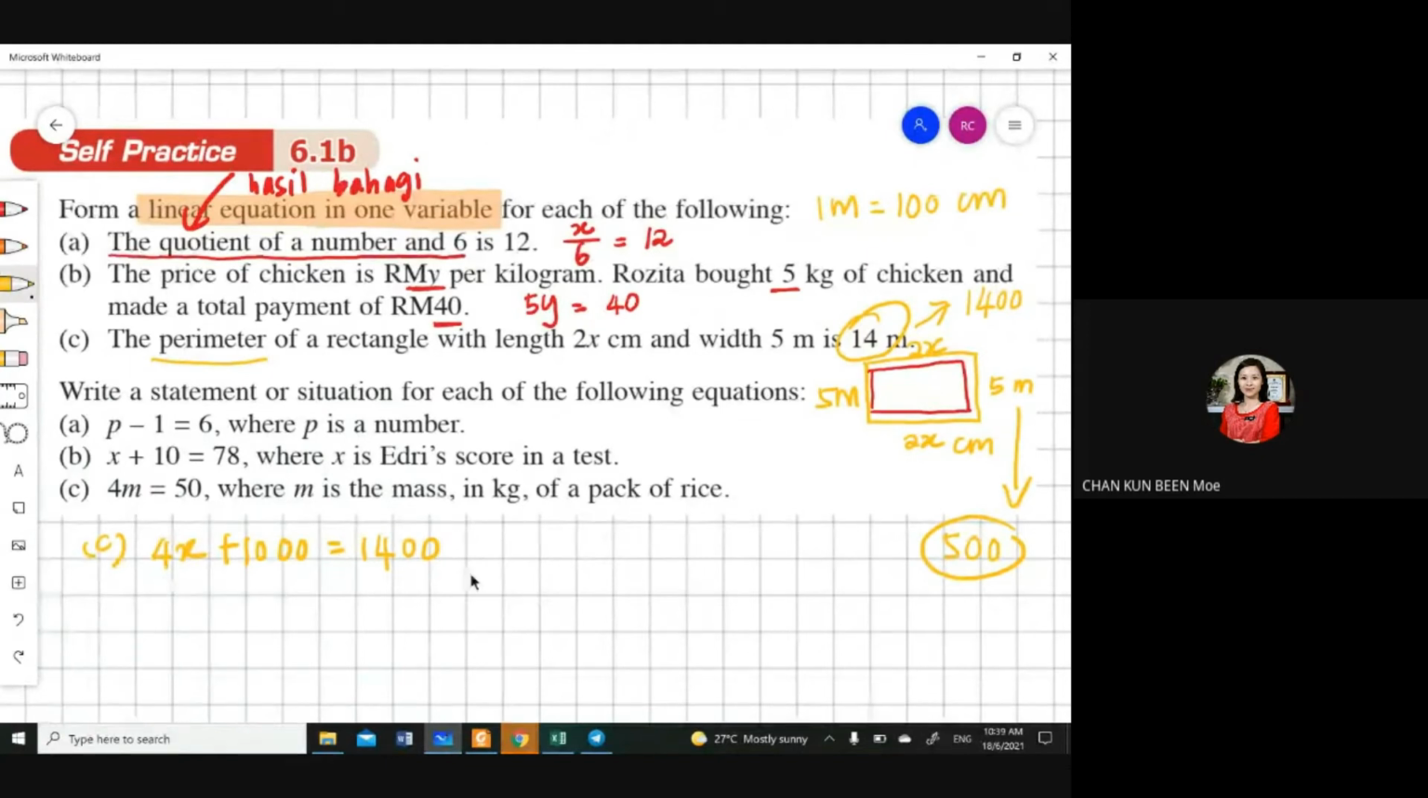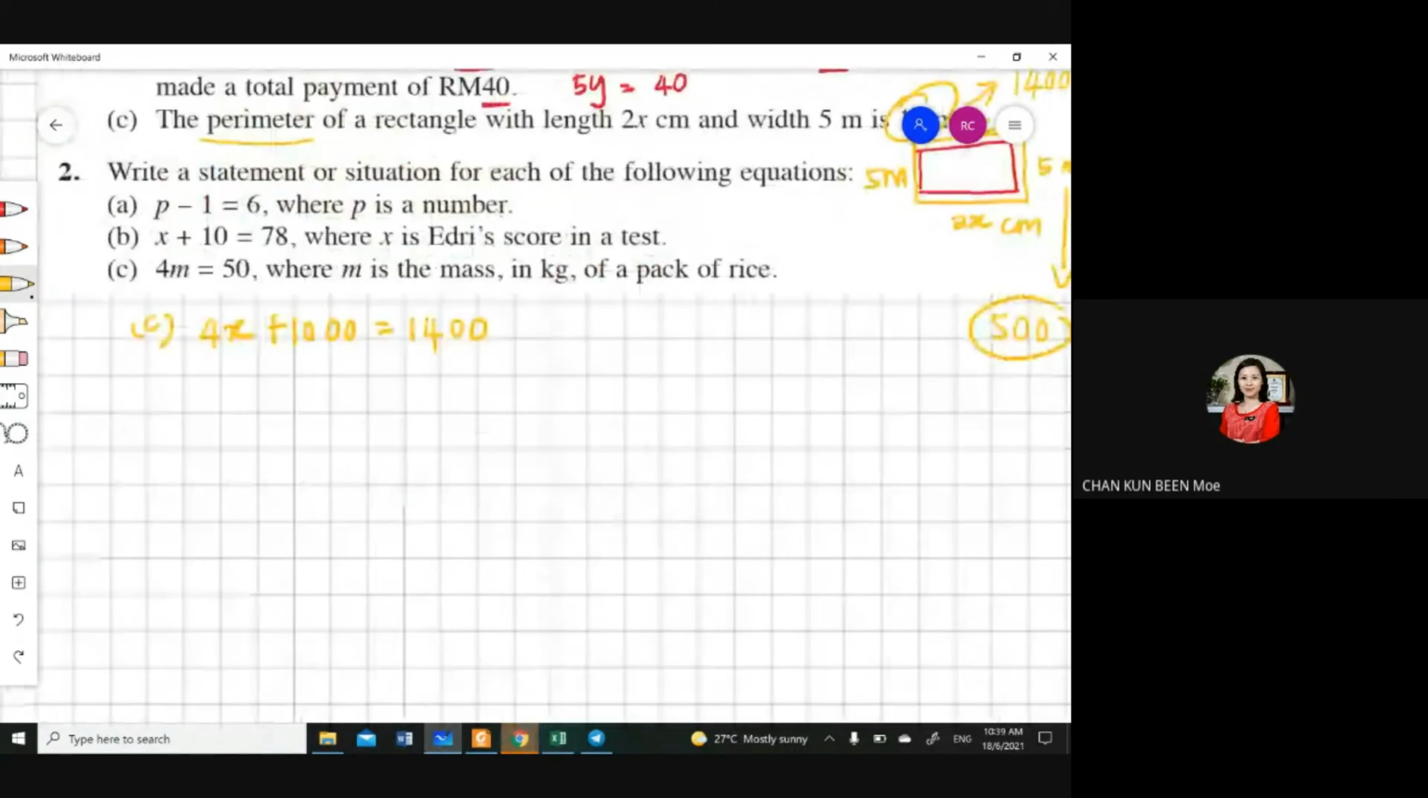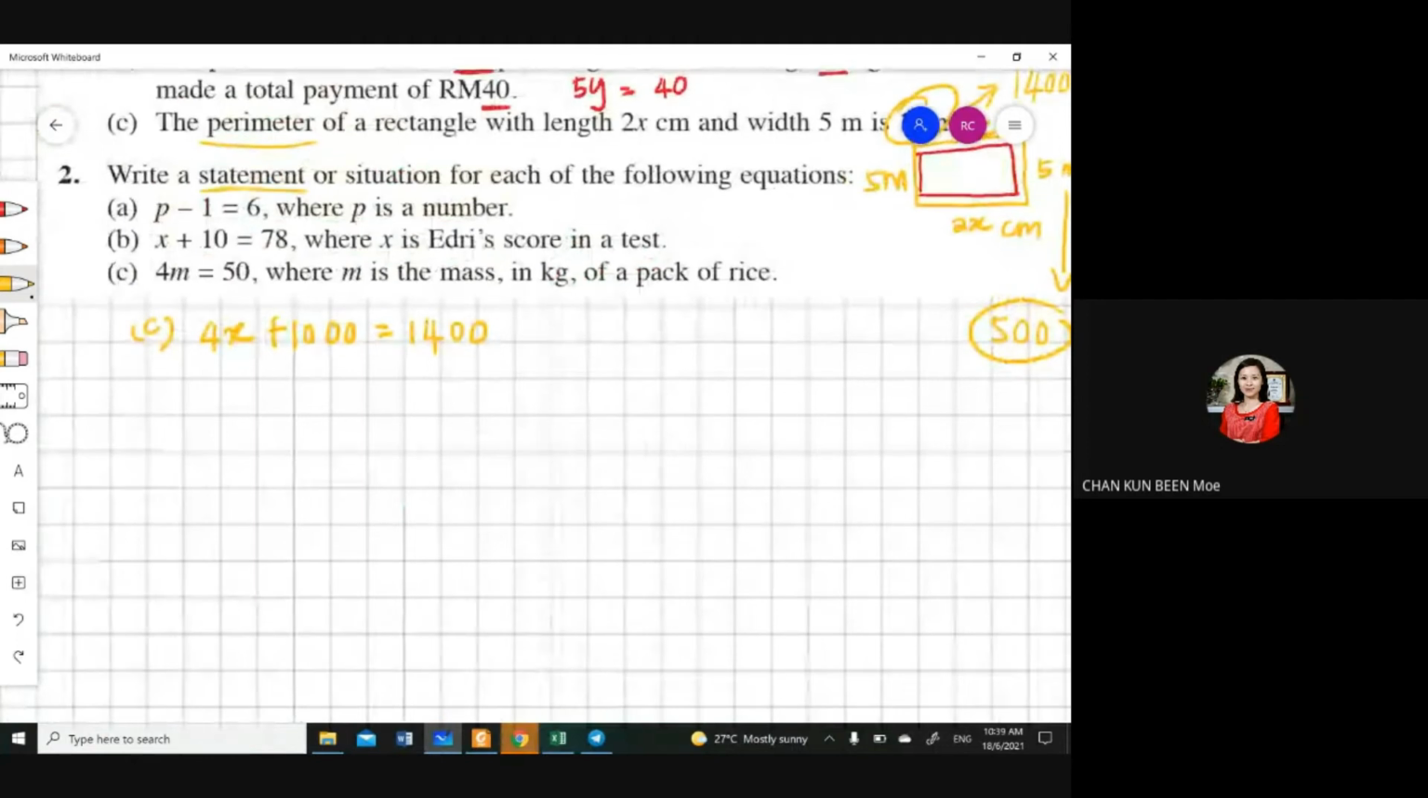Are you okay? Okay, now we move to question number 2. Write a statement or situation for each of the following equations. Okay, so we have A over here, p minus 1 equal to 6, where p is a number. Can you think of a statement on how to write for this situation over here? p minus 1. p is a number, so minus means subtract, right?